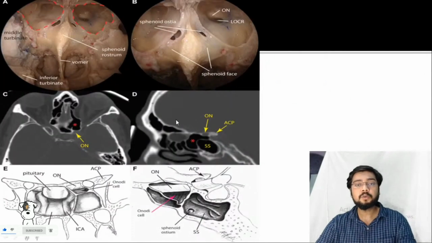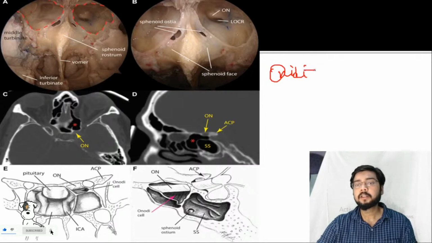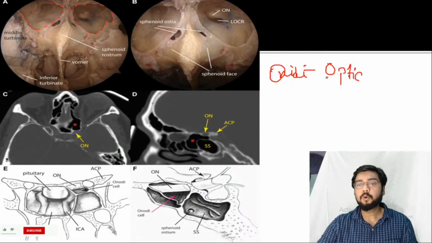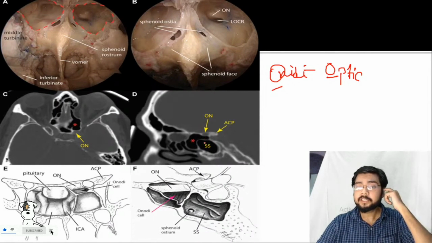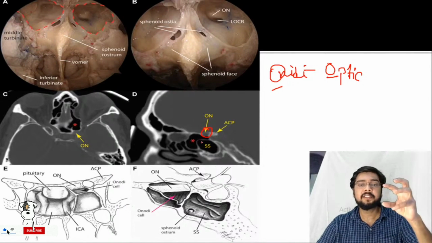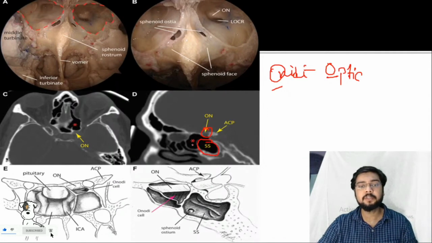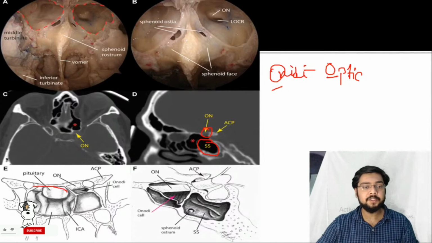So Haller cell. Now how will Onodi cell look like? Onodi cell is related to optic nerve. How will you remember? Onodi and optic nerve. O for O, right? Onodi for O. Onodi and optic nerve. Where is the Onodi cell? Haller cell was on the orbital floor. Where is the Onodi cell? Which is related to the optic nerve. Onodi cell lies in relation to the sphenoid sinus. Where? Posterior superiorly to the sphenoid sinus. So if this is the sphenoid sinus in the CT scan, this is your Onodi cell.